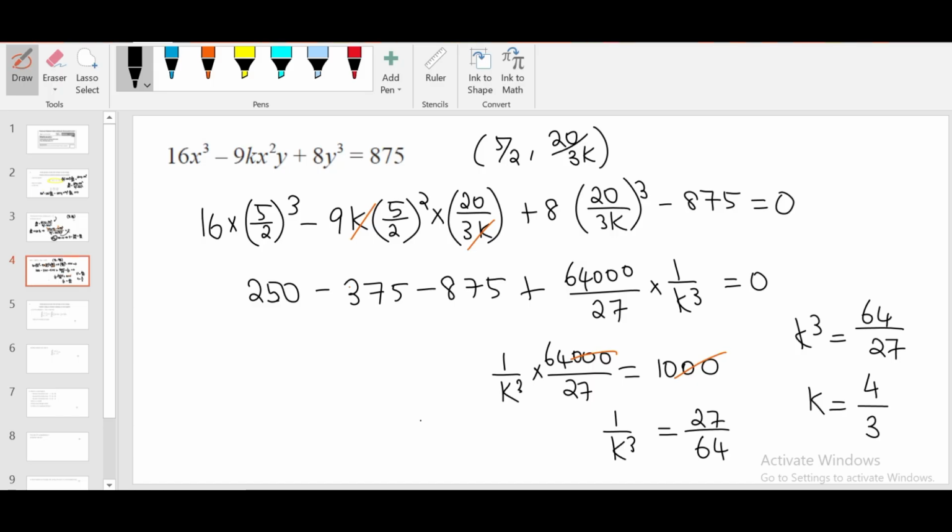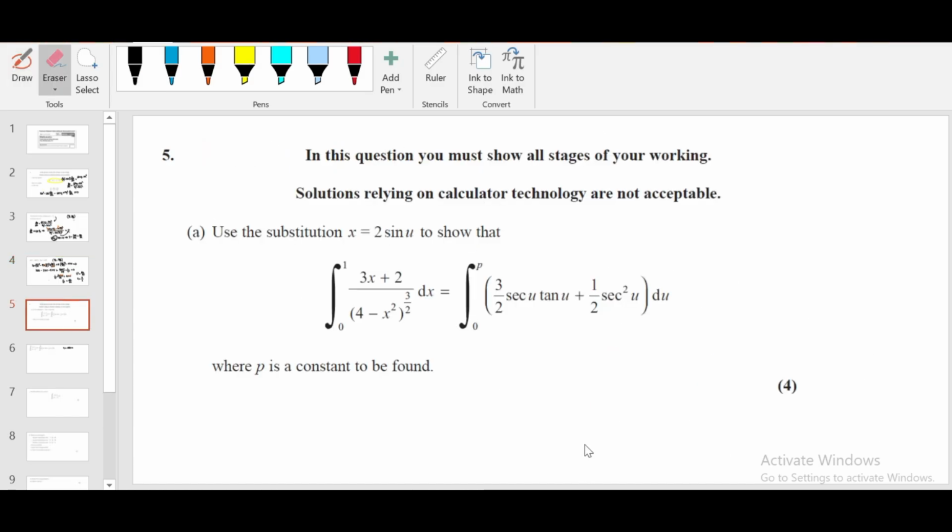That's all. Question number 5 now. It's an integral substitution method, u substitution. We have the substitution given. Usually it will be given as u is equal to something. Here it's given as x is equal to 2 sine u. Anyway, it doesn't matter. We need to change everything, all the x's in terms of u, and the limits also.